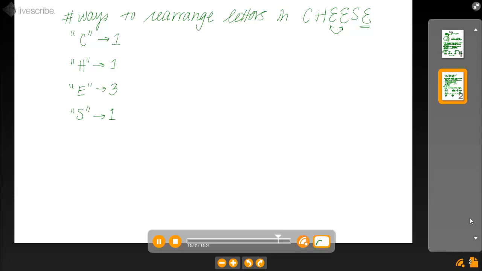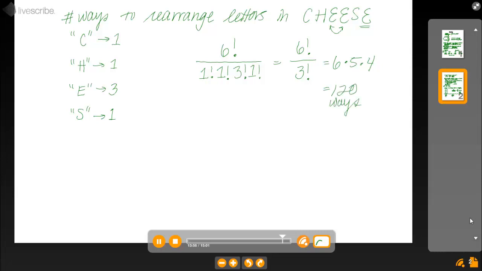So using our labeling principle, we put the total number of items on the numerator, factorial, so that would be 6 factorial. There are 6 total letters. And then 1 factorial for the C's, 1 factorial for the H's, 3 factorial for the E's, and 1 factorial for the S's. Of course, 1 factorial is just 1, so that's the same as 6 factorial over 3 factorial, which ends up just being 6 times 5 times 4, which is 120. So it's handy for things like that.